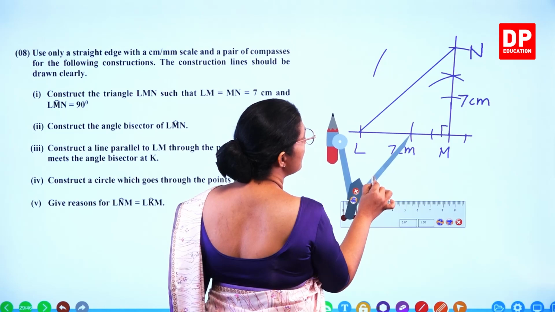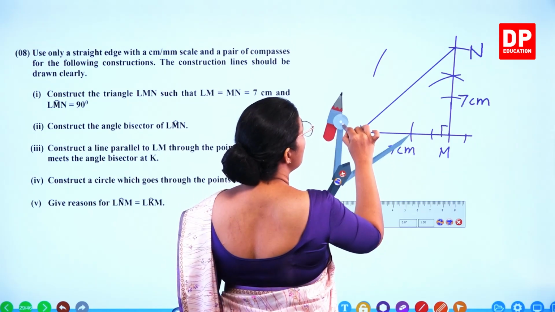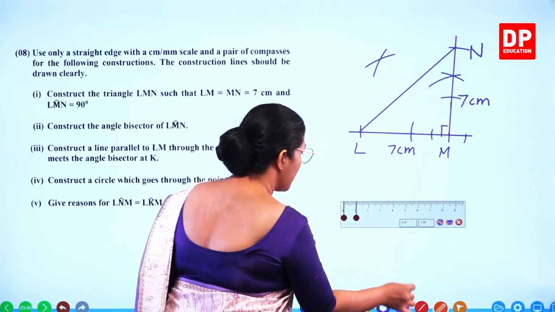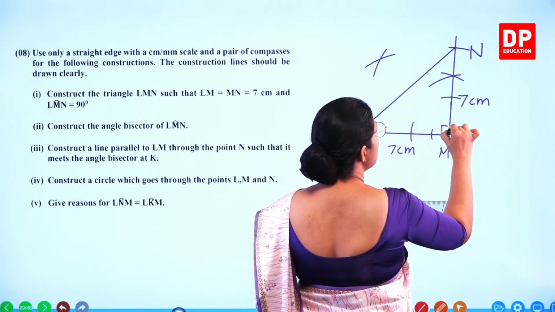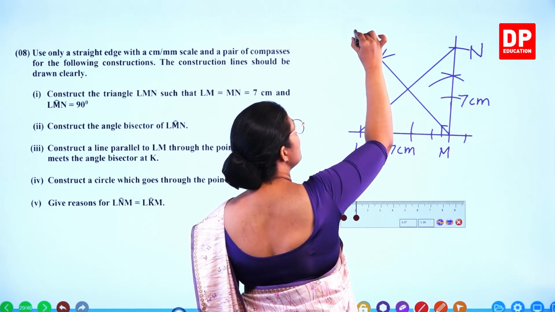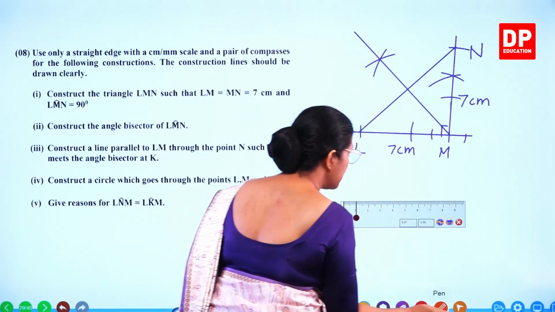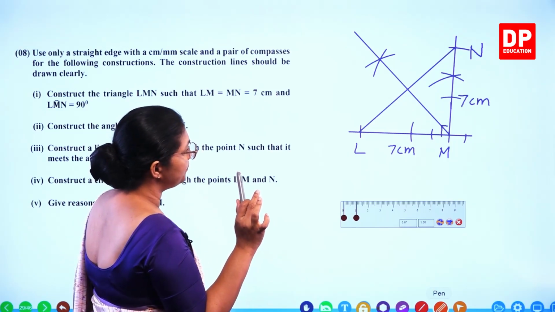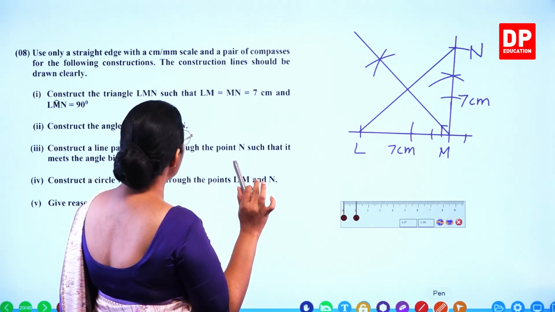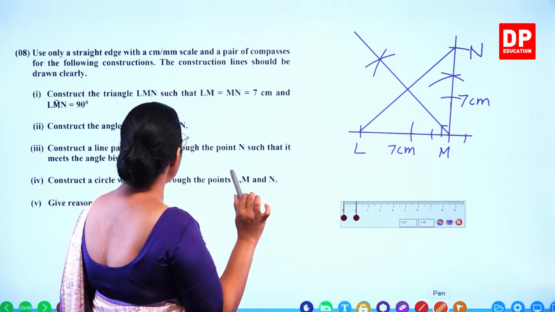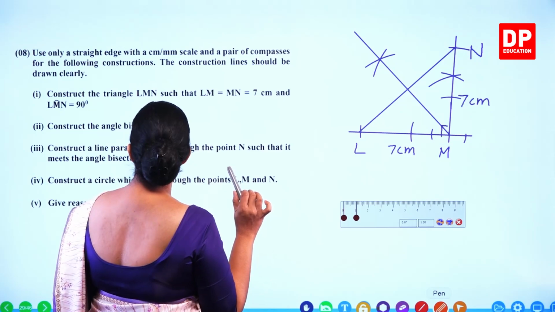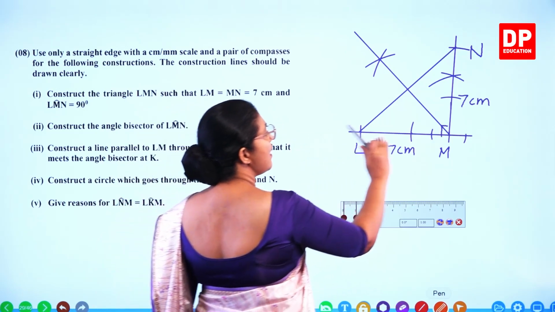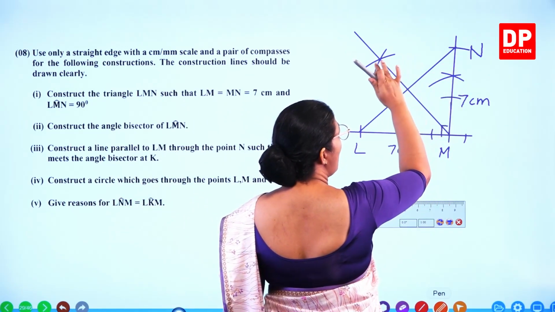So you have to keep on the marked arc before. So when you draw this one, you can again connect this M point with the intersecting point of the 2 arcs. That's the angle bisector. Construct a line parallel to LM through the point N such that it meets the angle bisector at K. So you have to draw a parallel line to LM along N.